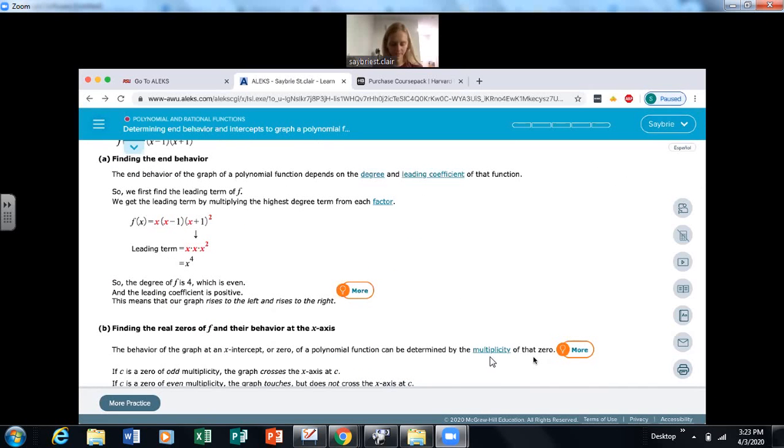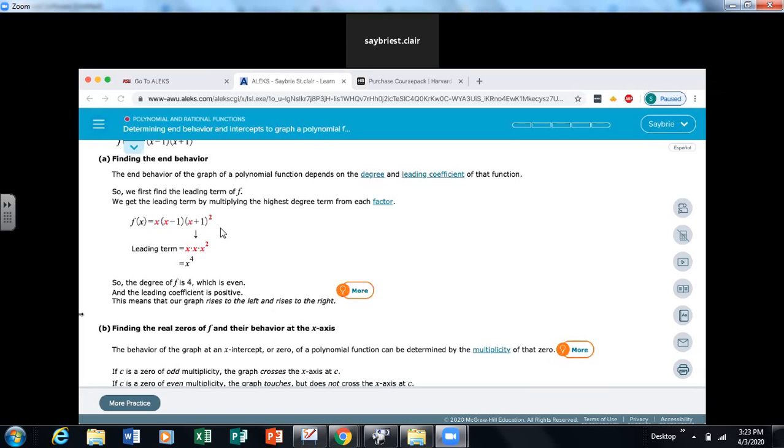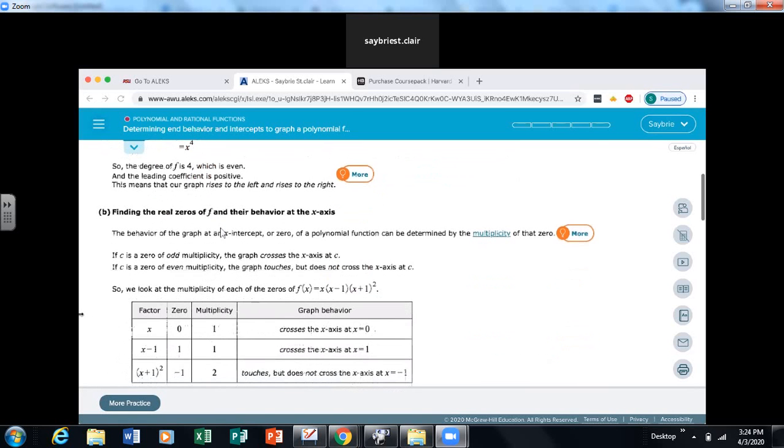So finding the end behavior depends on the degree and the leading coefficient. This one had 1, 2, 2 from the x squared, so 4. So the degree is 4, which is even. Leading coefficient is positive. So you had to find the degree, even or odd, and then look at those pictures again of those graphs that we took, those up and down ones. All right, so that's A. What's B?